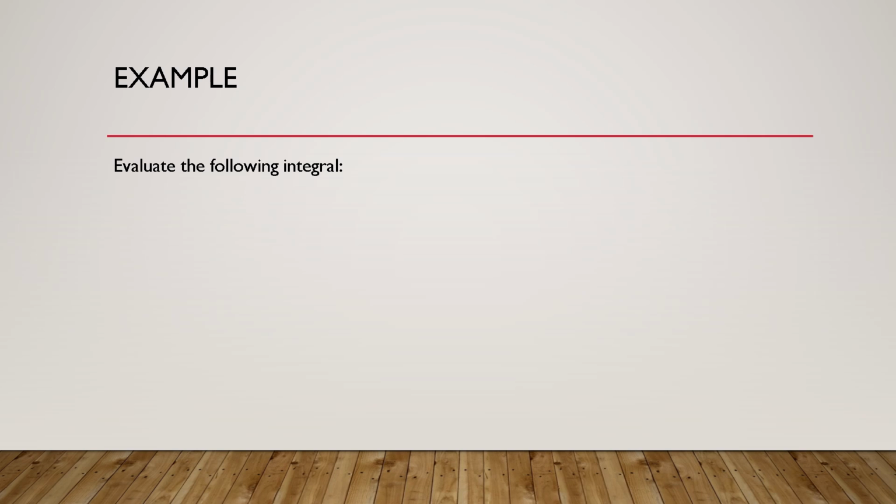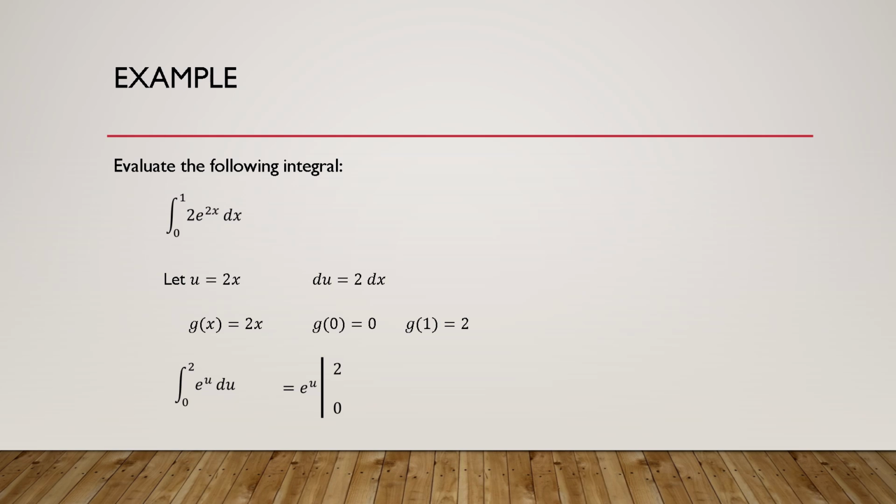As an example, let's evaluate the integral from 0 to 1 of 2e to the 2x dx. First, let u equal 2x, which would make du equal to 2 dx. Since g of x is 2x, that would make g of 0 equal 0, and g of 1 equal 2. Then we can evaluate the integral from 0 to 2 of e to the u du. The antiderivative of e to the u is e to the u, which we then evaluate from 0 to 2, or e squared minus e to the 0, which simplifies to e squared minus 1, or approximately 6.389 units.